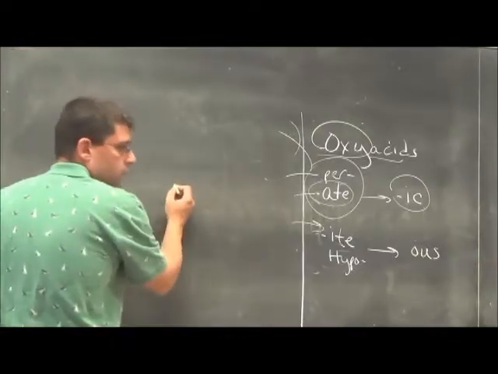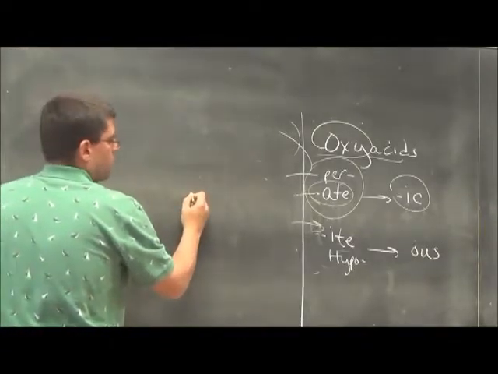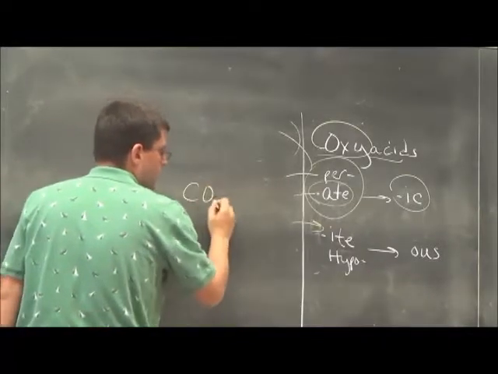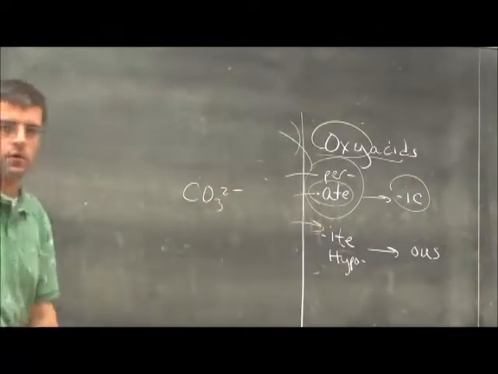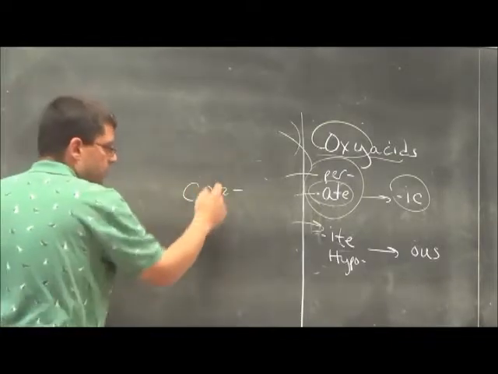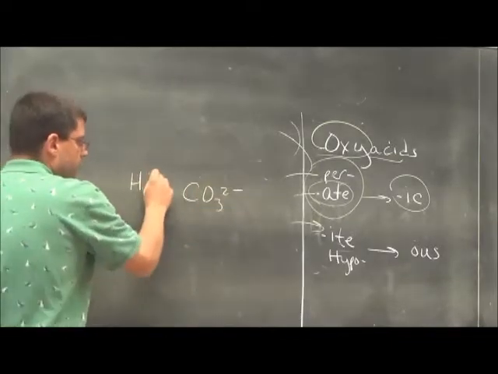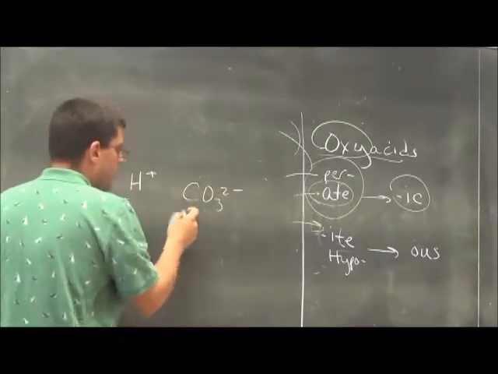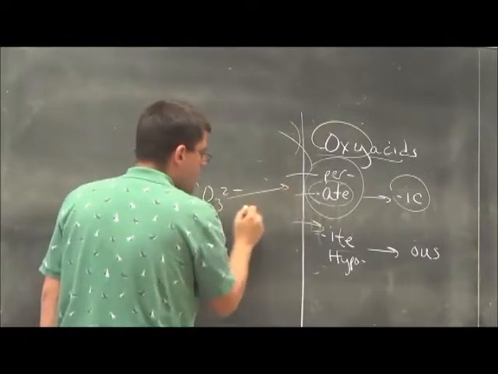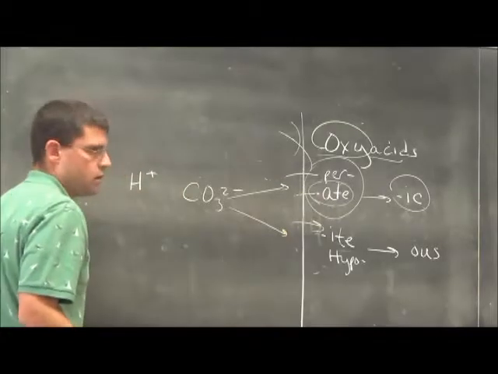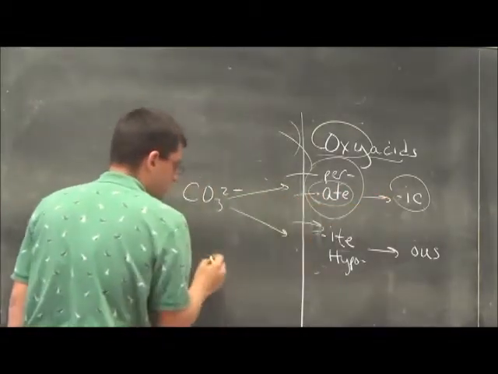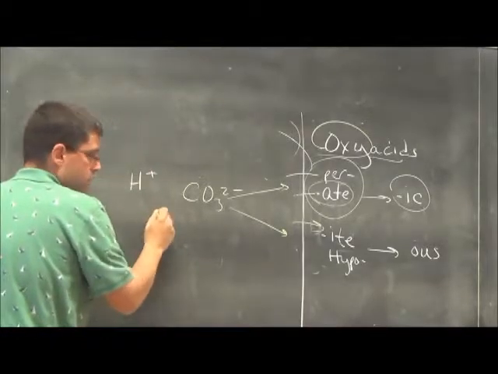Take a look here. Here we go. Ready? Let's go carbonate, CO3 2 negative. This is your polyatomic ion you're working with. You need hydrogen to make it an acid. So watch. Which way are we going to go? Are we going to go here or here? It's carbonate, so we're going to go here.